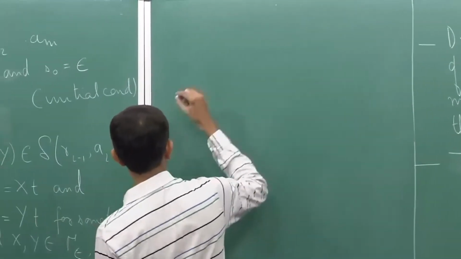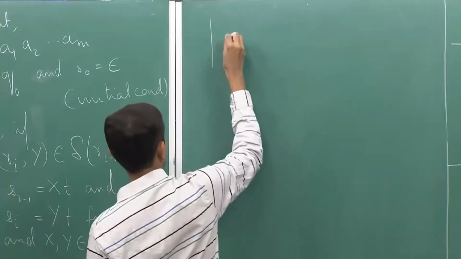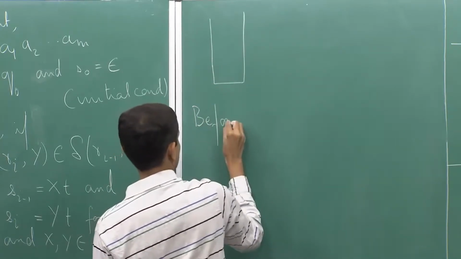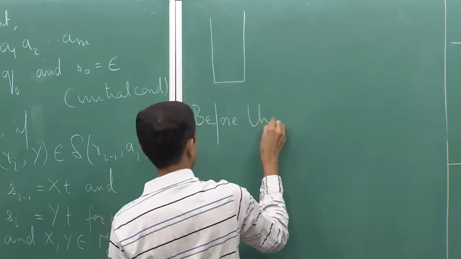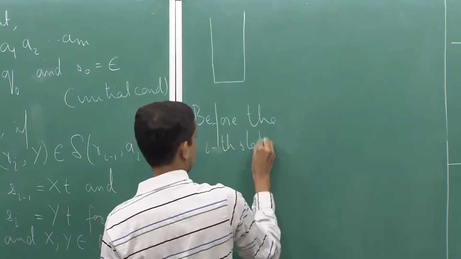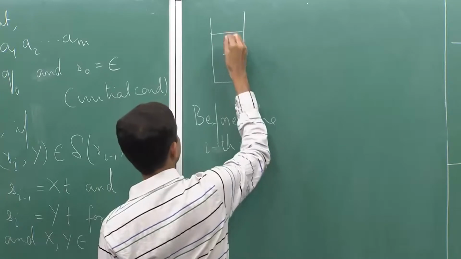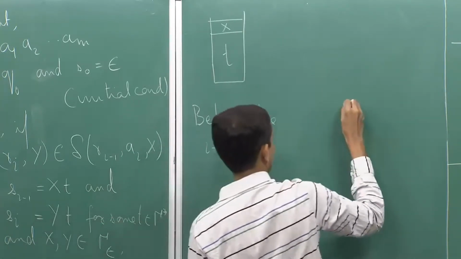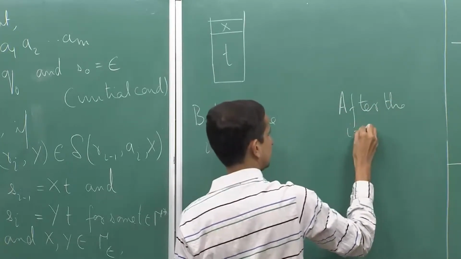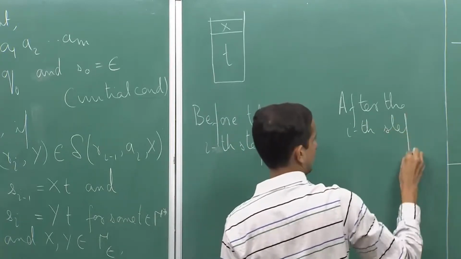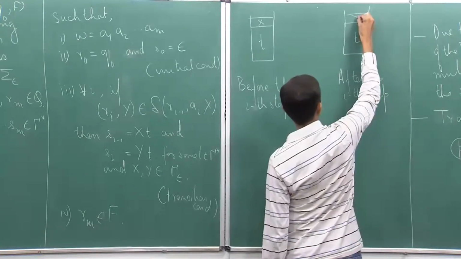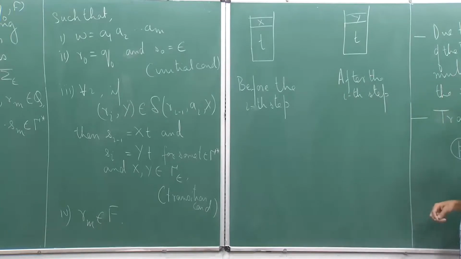Again, if I want to give a pictorial representation, if I look at the stack before the ith step, it contains t with x on the top, and after the ith step it moves to t followed by y at the top.